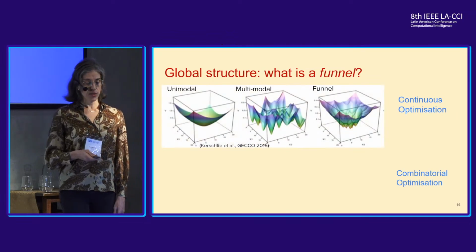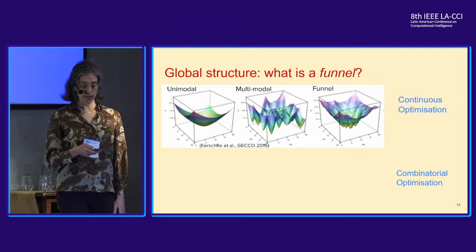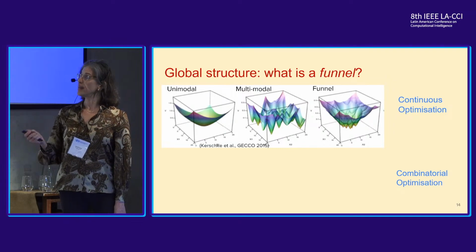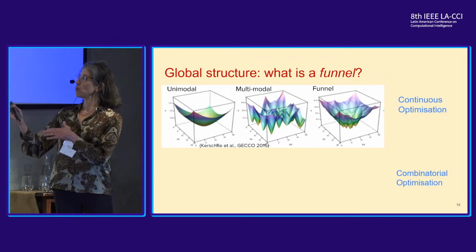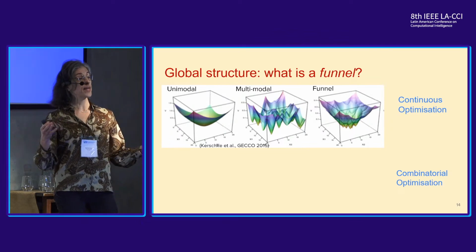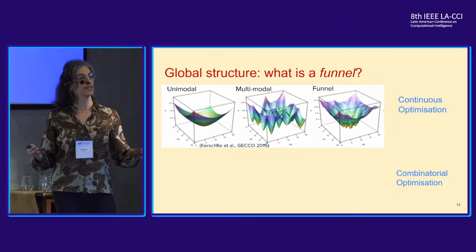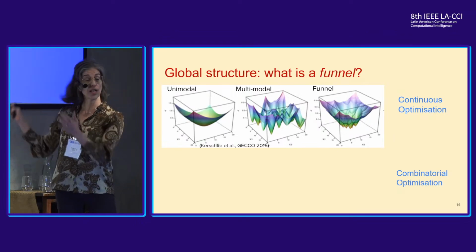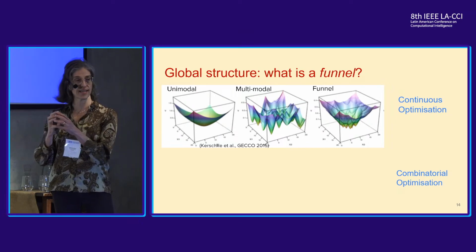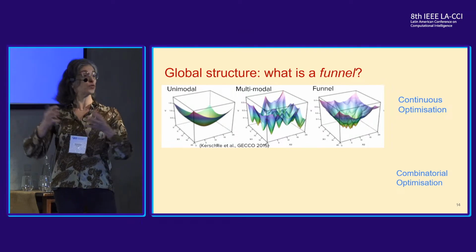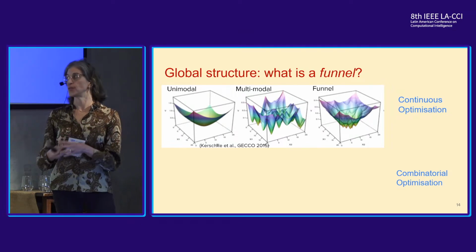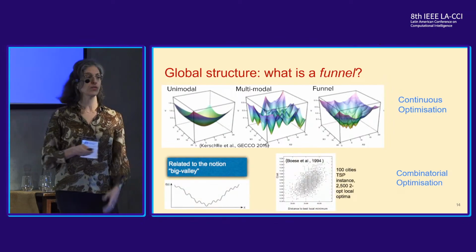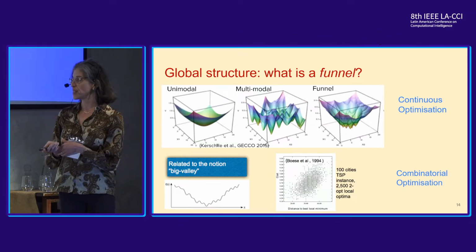Just to illustrate again the notion of funnels, this is the visualization of a unimodal landscape, a very smooth landscape. Then we have a multimodal landscape, because it has many local optima, but they are randomly distributed. The notion of a funnel is the idea that there are many local optima, but they are organized in a coarse-grained structure, so they are not randomly distributed. And it's related to the notion of fitness distance correlation that I mentioned before, right?